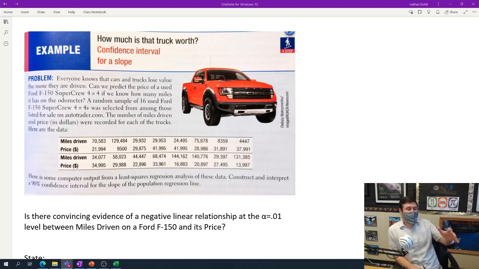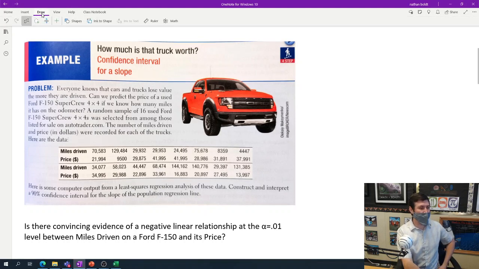So how much is a truck worth? This is the scenario where we have a truck, we're selling it, and hopefully it makes sense that the price you can get for the truck depends on how many miles it's been driven. There's an association, there's a relationship there. And so for homework, you made a 90% confidence interval for what that slope could be, okay?